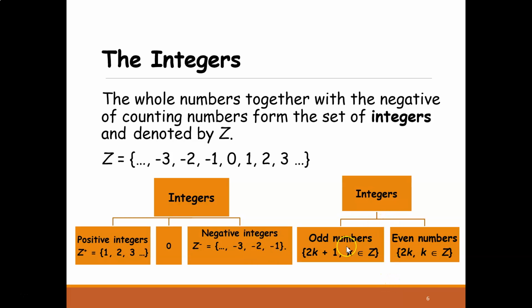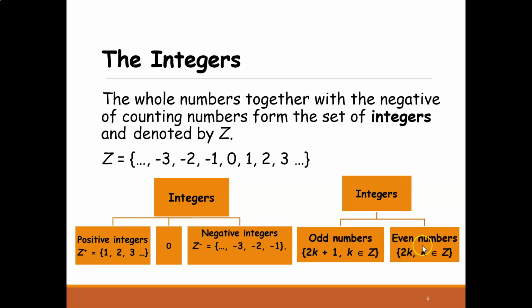And also we have integers of odd numbers. Odd numbers mean nombor ganjil. So the formula will be 2k plus 1. That is odd numbers, nombor ganjil. Like 1, 3, 5, 9. That one is odd numbers.